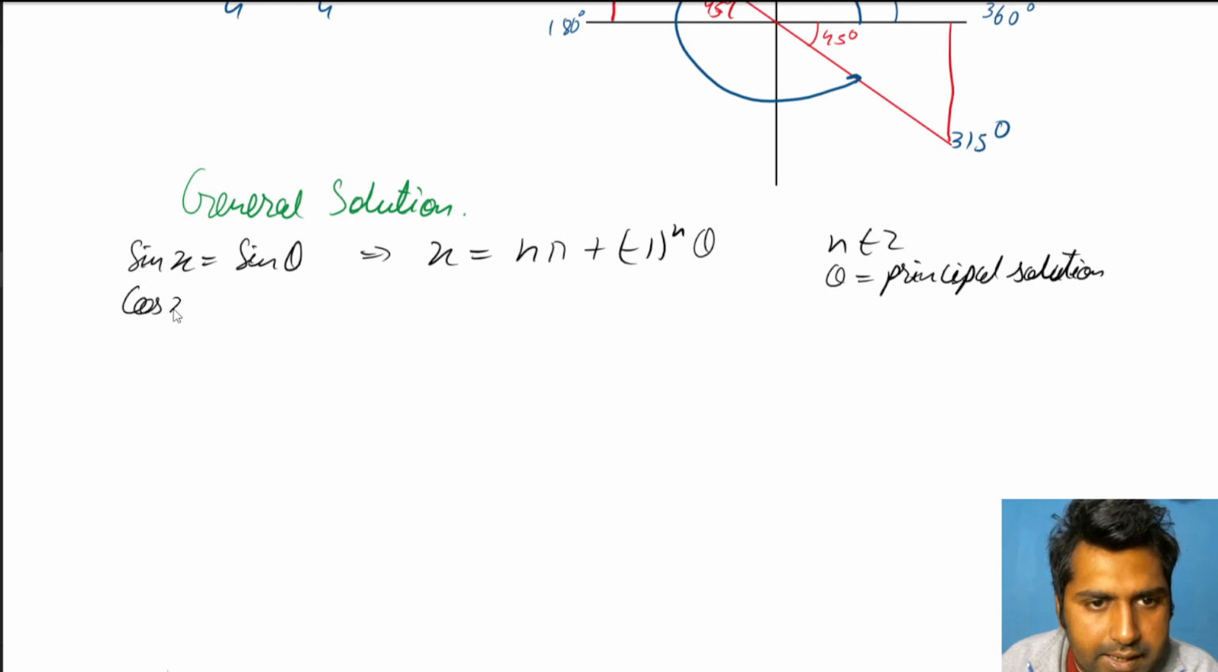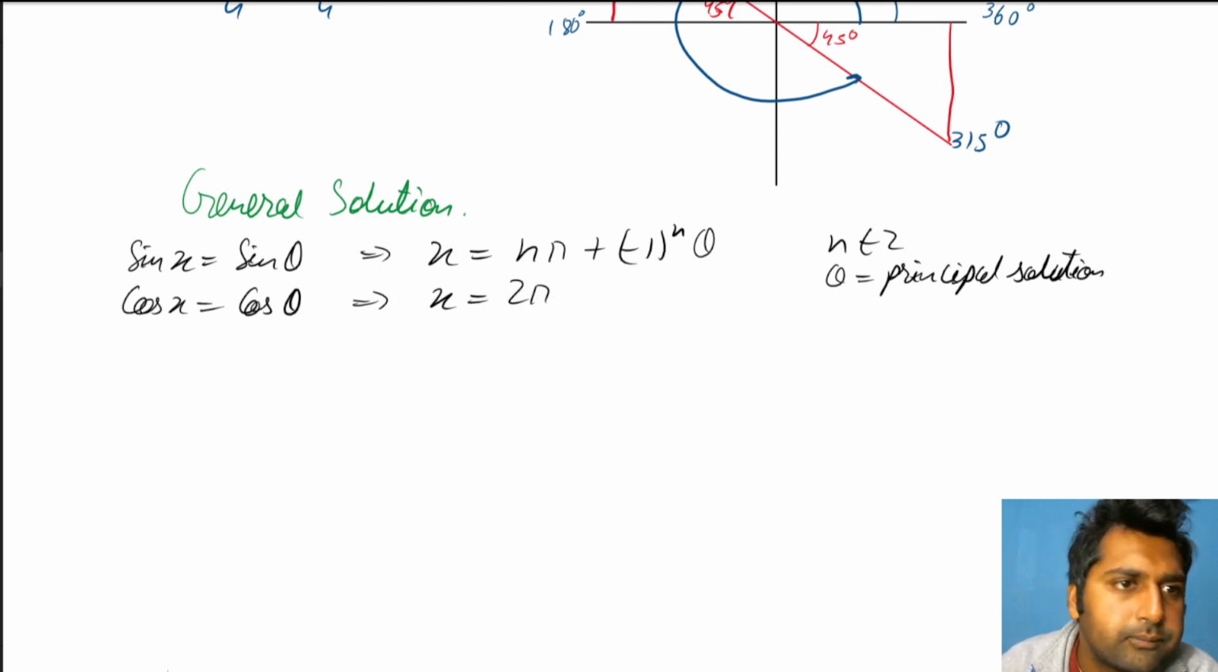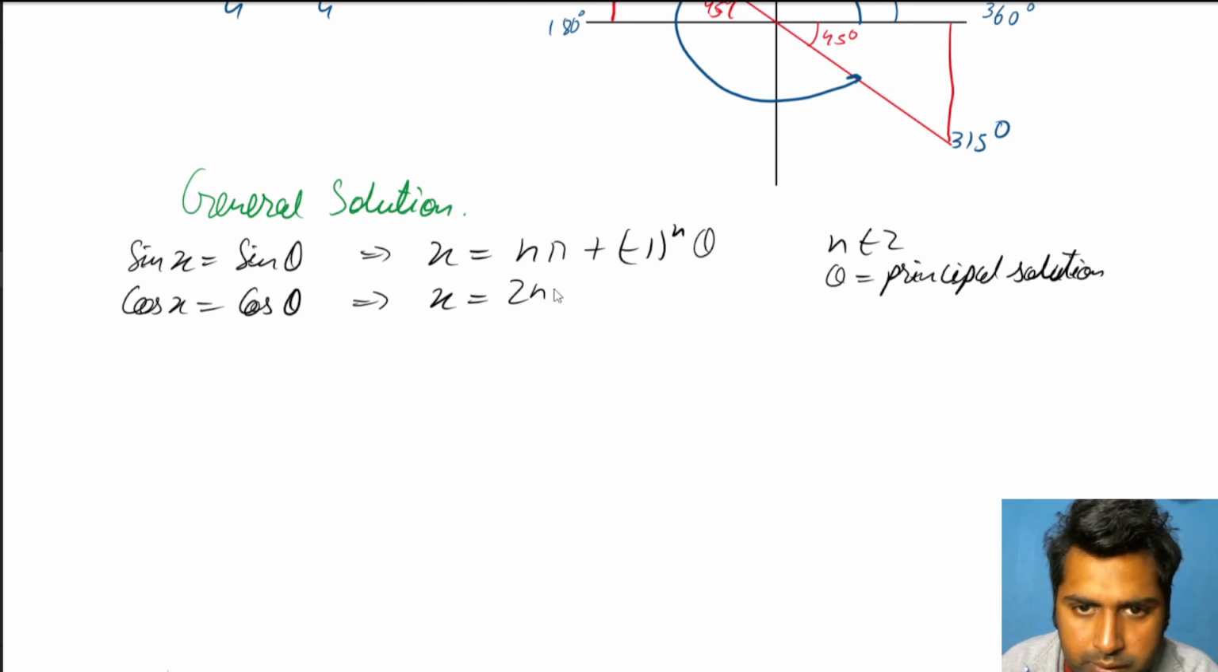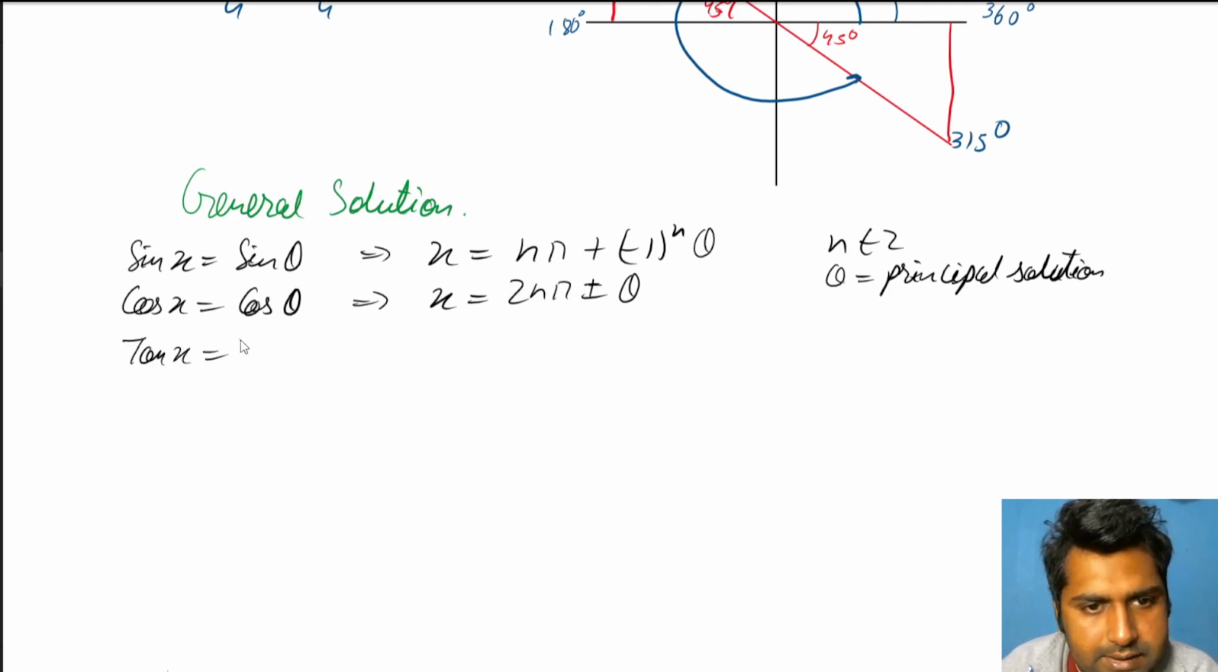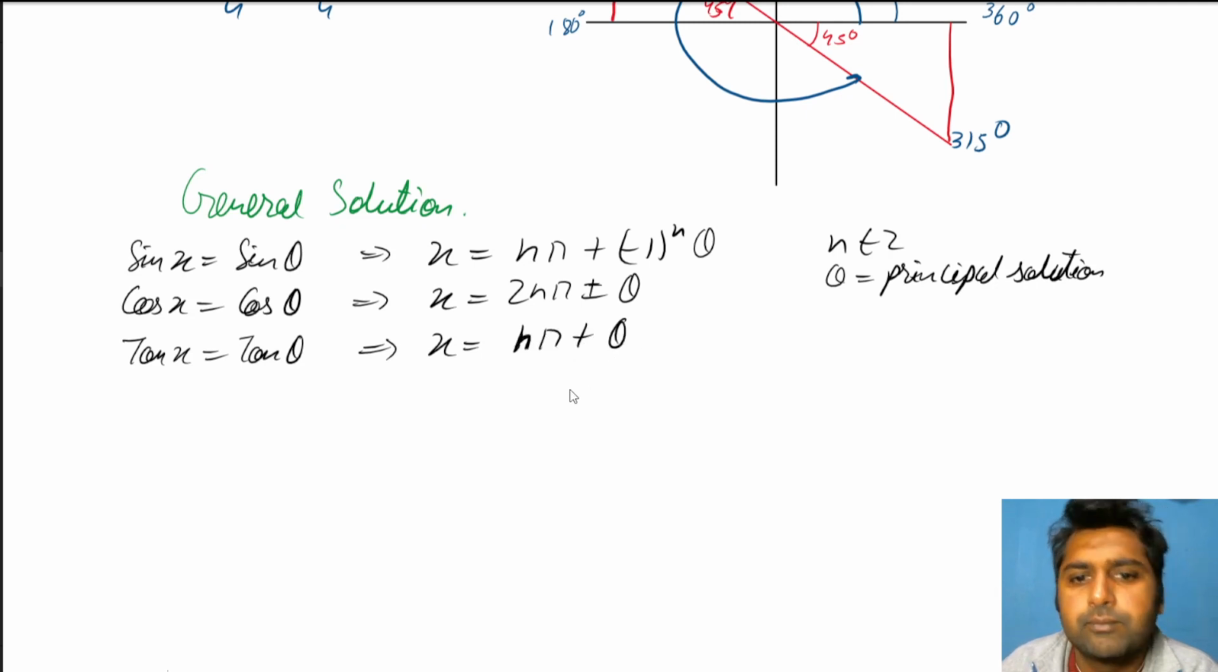Similarly for cos x, suppose it is coming to be some cos theta, we can find theta, the principal solution. So in that scenario, x will be equal to 2n pi plus minus theta. Again, n belongs to integer. And similarly for tan x, suppose it is tan some theta, in that case x is given by n pi plus theta. Okay.